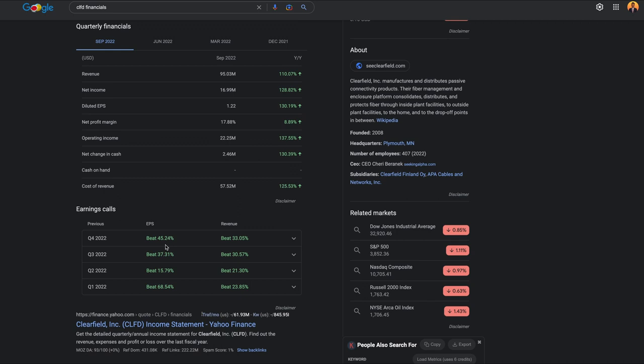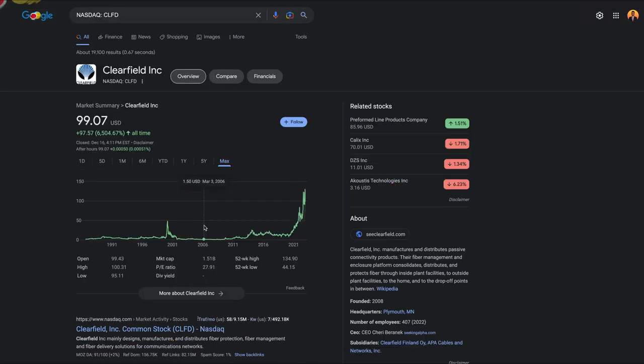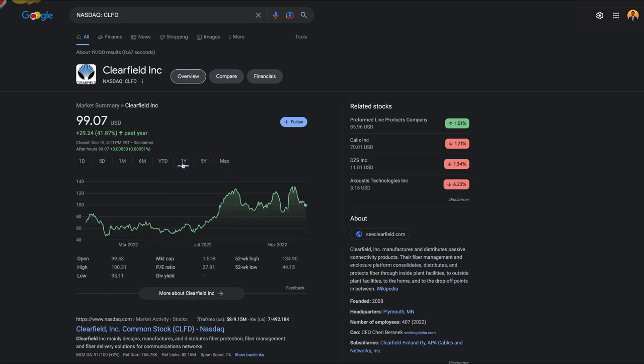6,504%. Imagine if you would have got in early at the $1.50. This could have been you. The PE ratio is 27.91. Though it is a little high, the market cap is $1.51 billion. Over the last year, it's up 41%.